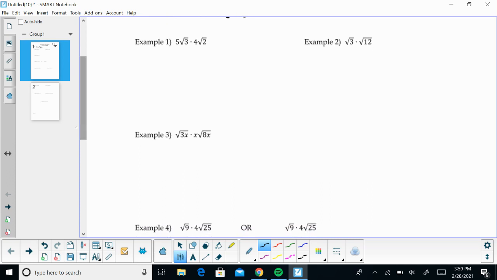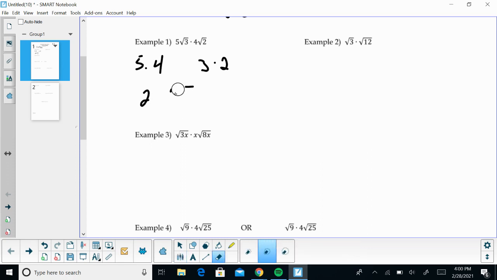So looking at example 1, what we're going to do is multiply the numbers first. The number on the outside of my radical, I've got 5 times 4, and 5 times 4 is 20. Now we're going to look at the numbers on the inside. I have 3 times 2. 3 times 2 is 6. So I have 20 square root of 6.